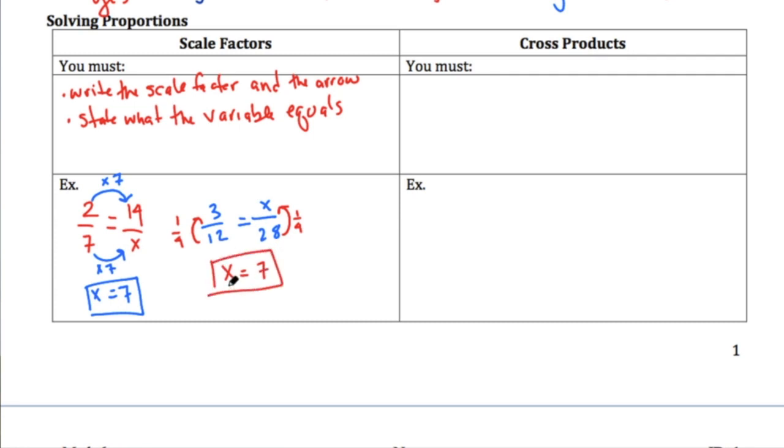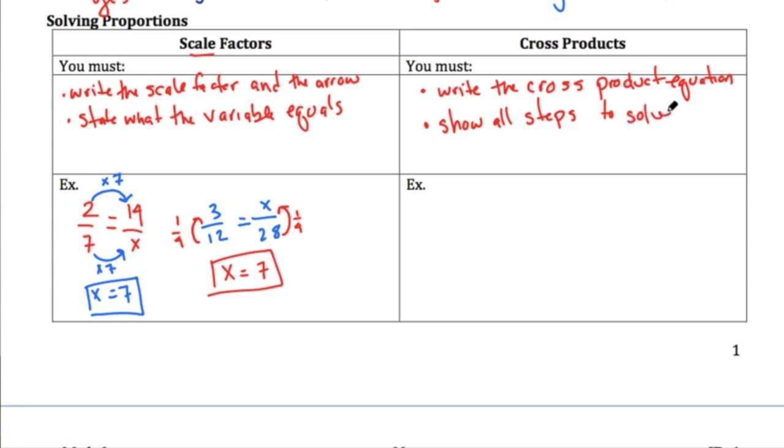Okay, so those are examples where we solved a proportion using a scale factor. Well, we can also solve proportions using cross products. If you decide to do that, here's what you must show. You must write the cross product equation. You also must show all steps to solve the equation.